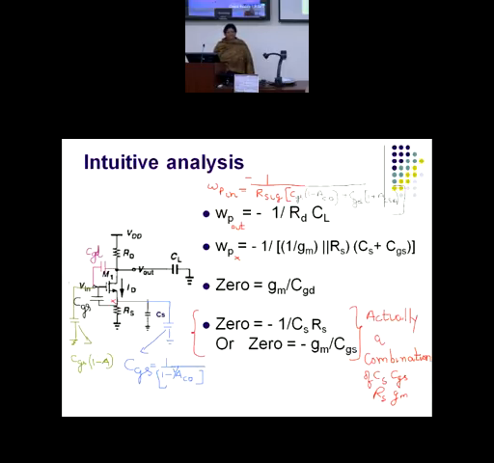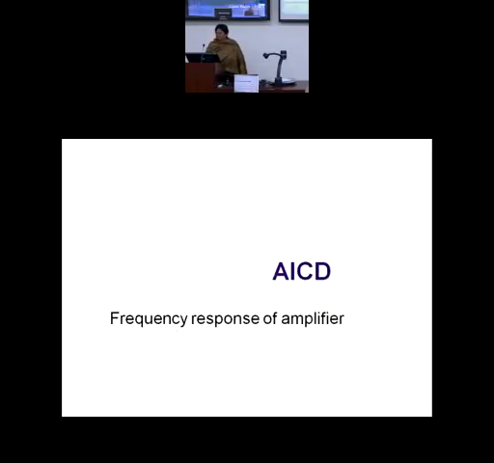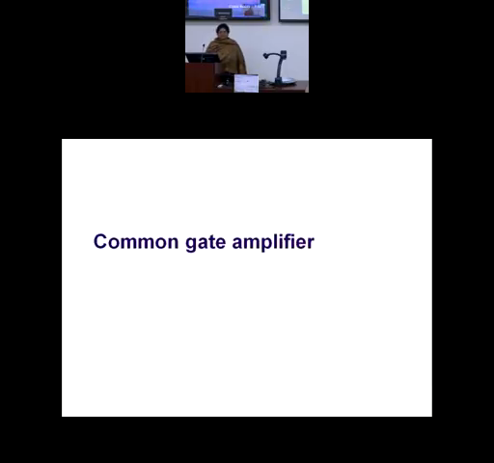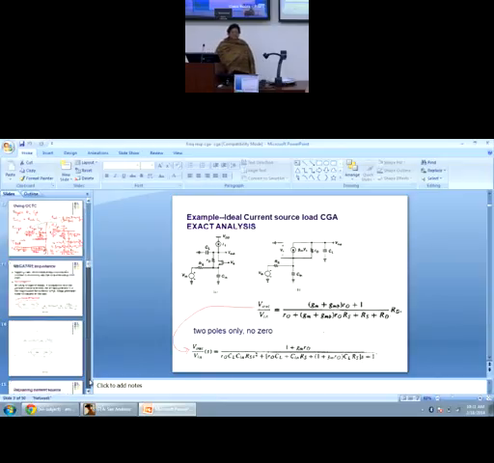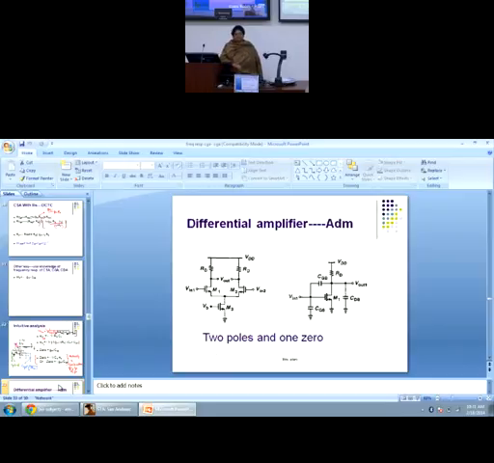So now we come to the differential pair. This slide is 33. Slide number 33. So this is the differential amplifier. If you take a fully differential topology, tell me how many poles and zeros you can estimate intuitively. Slide number 33.